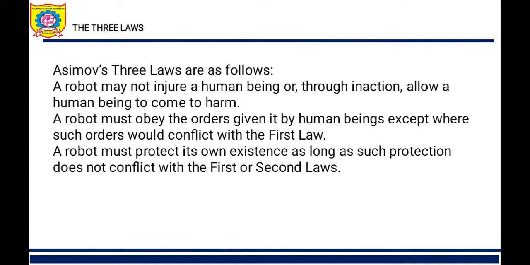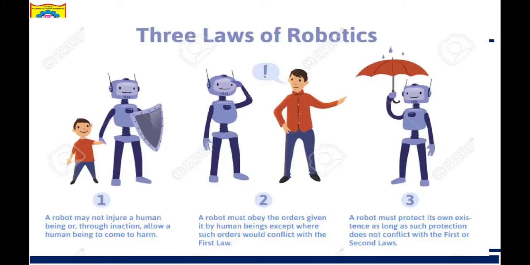And thirdly, it should also protect its own existence, maintaining the first and second laws. Okay, these are the three laws which were given by Asimov. The three laws are given in pictorial format: a robot should not injure any human being, it should save human beings directly or indirectly. Secondly, it should obey the orders given by human beings, and thirdly, it should protect itself. And all three laws should be maintained.